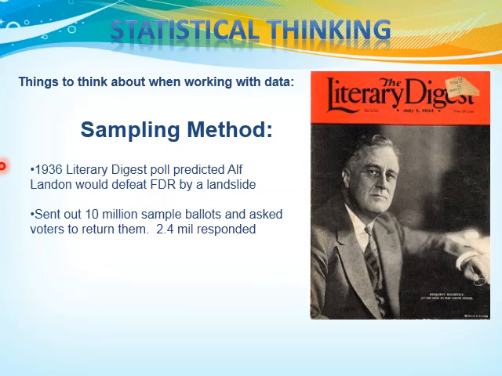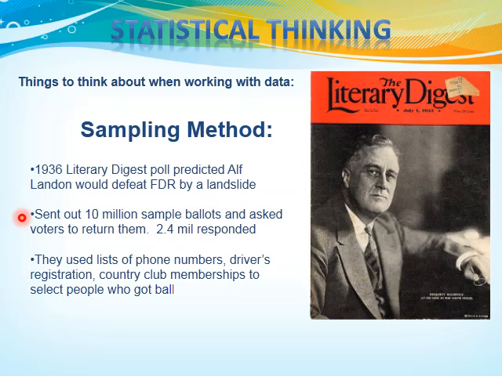There's a couple good things, but a couple bad things about this sampling method, the method they used to select their people that they polled. They sent out 10 million sample ballots, which is a good number, and asked voters to return them. 2.4 million voters responded. So there is something wrong with that, and we'll get to that one in a moment. But here's the issue with the sampling method that they used. They used lists of phone numbers, driver's registrations, and country club memberships to select people who got the ballots.